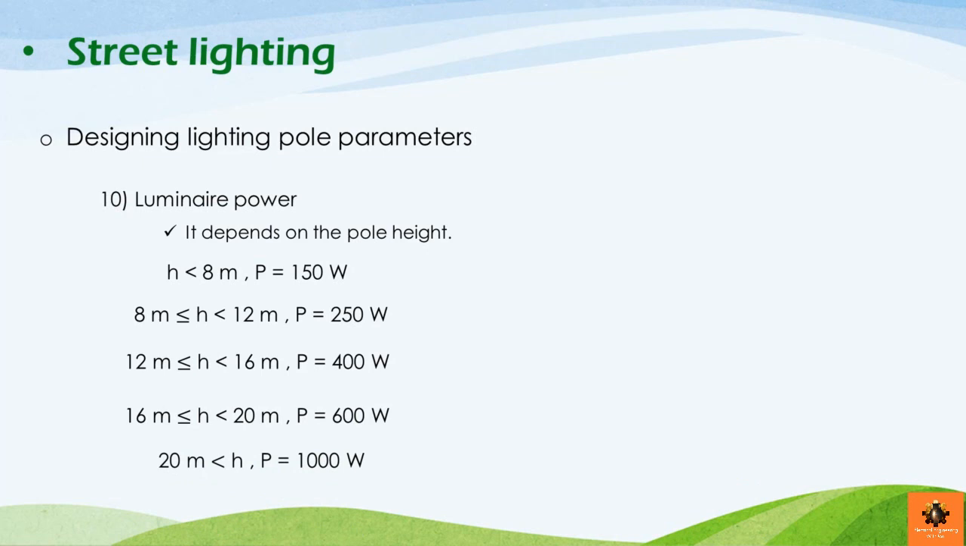And finally, if the pole height is larger than 20 meters, in that case we will use a lighting pole that has a power of 1000 watts. Very good. So that's for each luminaire power according to the lighting pole height.